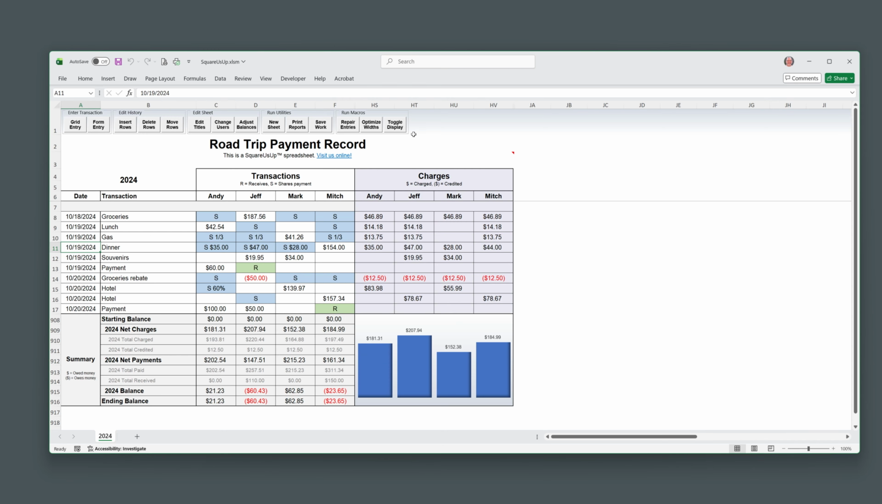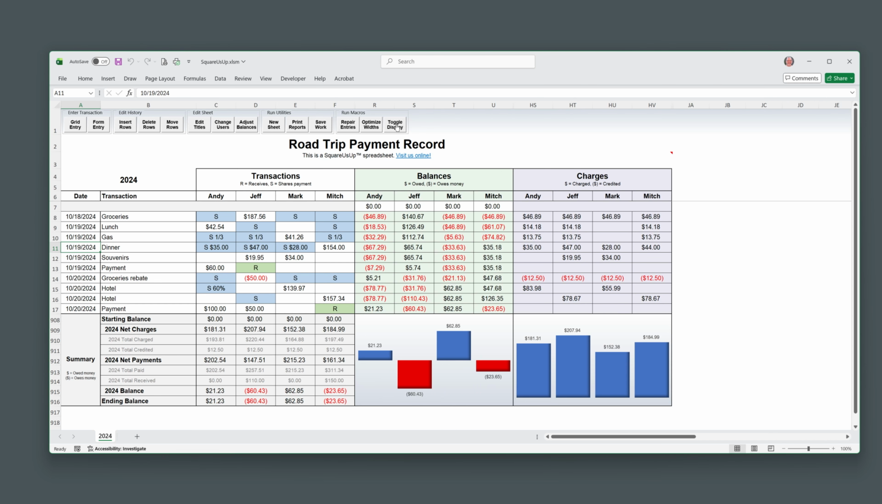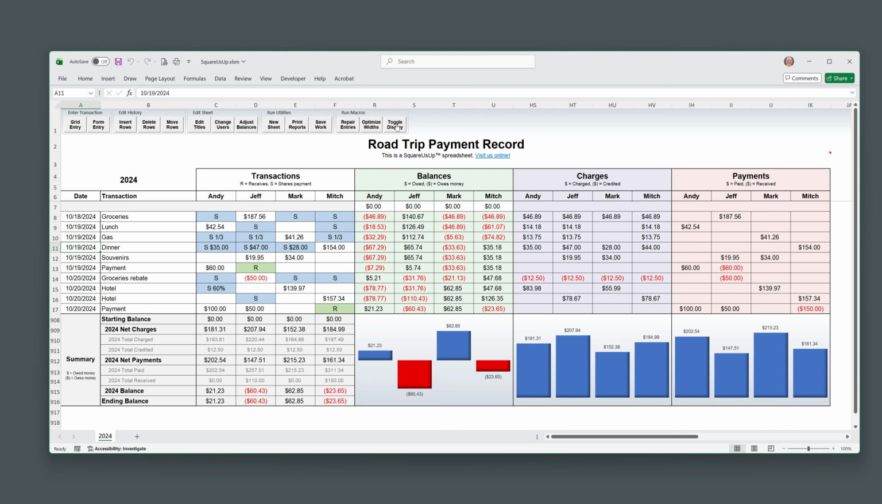If you press toggle display again, you can see the charges. This is what each person was charged in each transaction. Click it again, you can see what each person paid or received in each transaction. And subsequent toggles will give you combinations of balances and charges, or balances and payments, or charges and payments, or all 3, balances, charges, and payments. And you can leave the display permanently in this state if that's what you like to see.